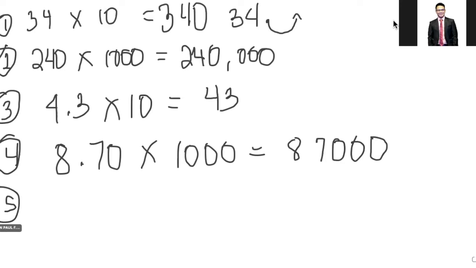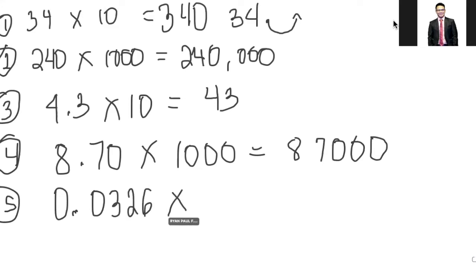For our last example, what if we have 0.0326 multiplied by 100? Therefore, we will just move the decimal point 2 units to the right. So that will give us 3.26.